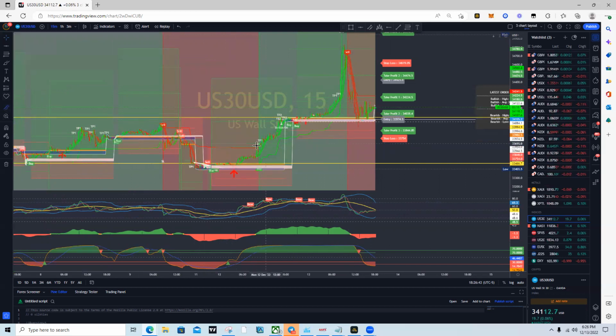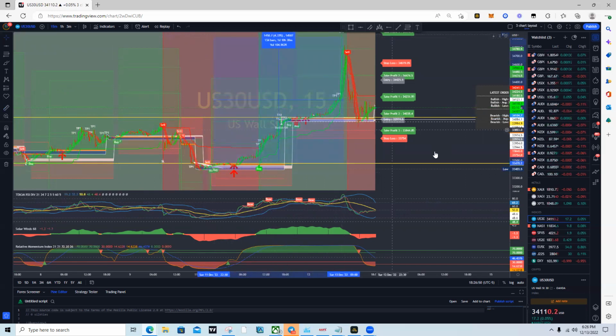I ain't gonna hold y'all too much longer. Y'all just got to see this, man. This buy from here all the way up here, that's over 1,500 pips on US 30. 3 confirmations. Guess what? This is 2 days ago, leading into yesterday.